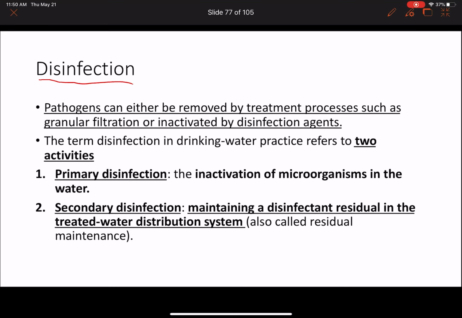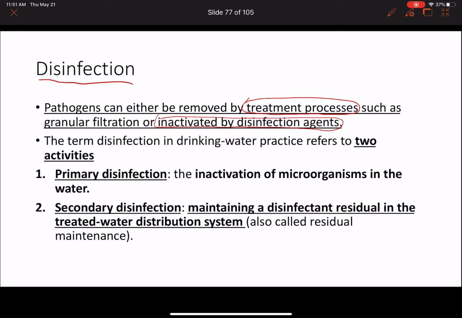Disinfection. Of course, pathogens can either be removed by treatment processes like sedimentation, activated sludge process, or filtration, or can be inactivated by disinfection agents. Okay? So they can either be removed by regular processes or by inactivation, by disinfection process.